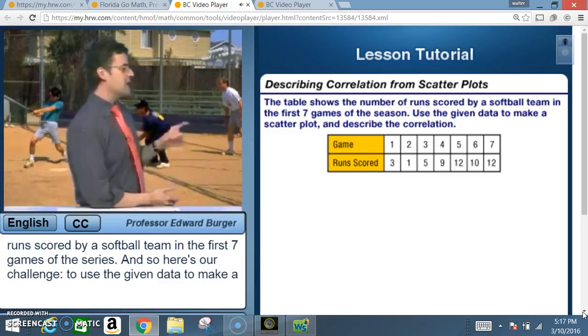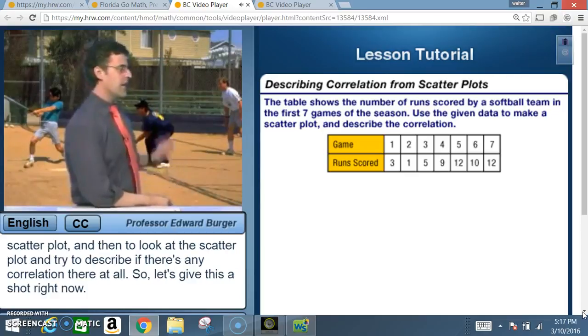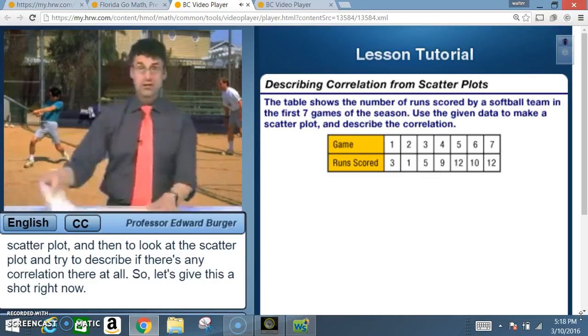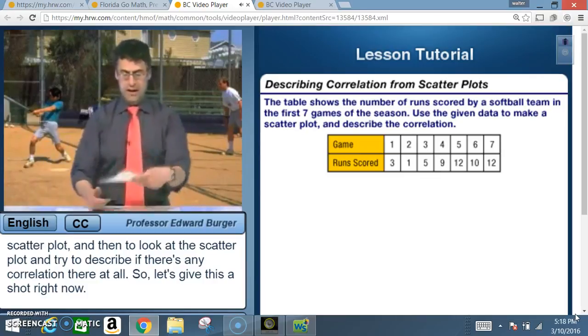And so now here's our challenge: to use the given data to make a scatter plot, and then to look at the scatter plot and try to describe if there's any correlation there at all. So let's give this a shot right now.